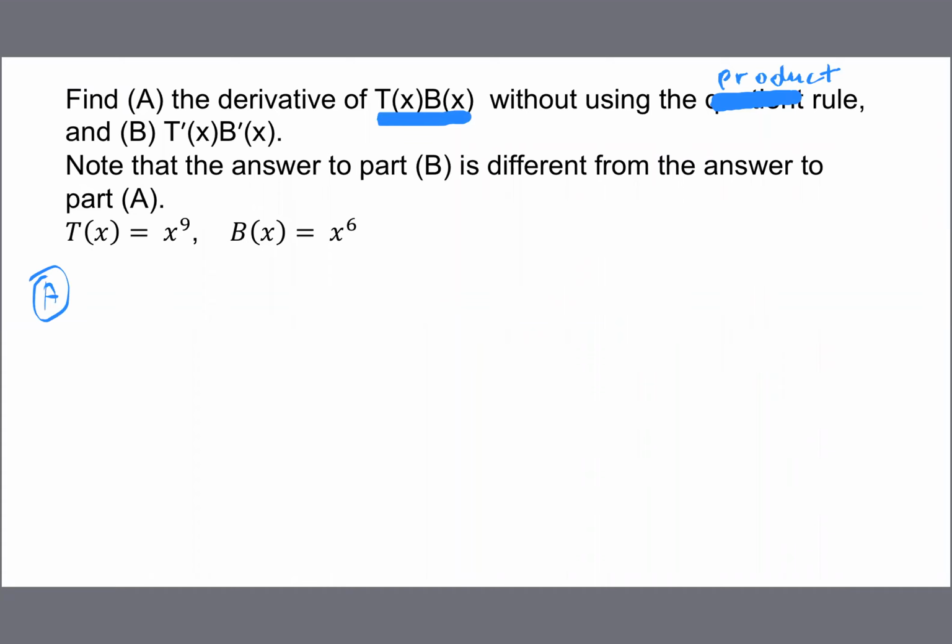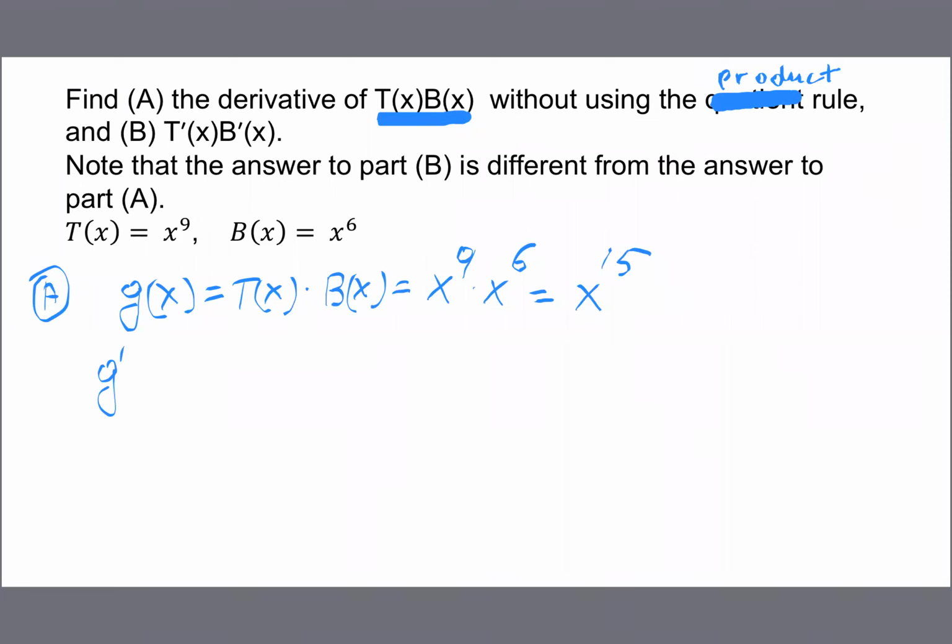So let's find t of x times b of x, and let's call it g of x equals t of x times b of x. That's going to be x to the 9th times x to the 6th, and that is x to the 15th. G prime of x is going to be the derivative of x to the 15th, which is 15 times x to the 15 minus 1, which is 15 times x to the 14.